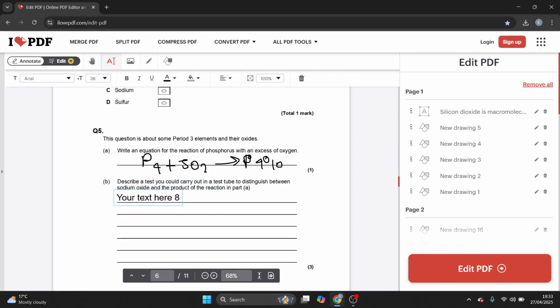Well, what I'm going to say is, okay, add water, add litmus paper, and litmus paper is blue with sodium oxide and red with phosphorus oxide.